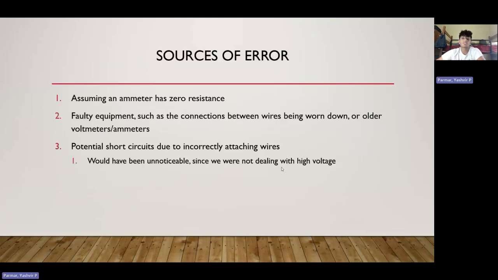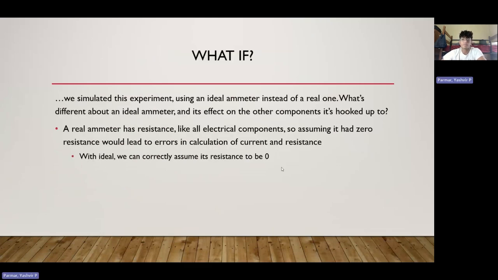Now for some analysis. The sources of error, for one thing, was assuming an ammeter has 0 resistance, because in the real world it does not. Two, faulty equipment, such as a connection between wires being worn down, or older voltmeters and ammeters that can't precisely track the values we're trying to find. Also, potential short circuits due to incorrectly attaching wires. Because we're not dealing with such high voltage, we're not going to see sparks, but there's a chance that there could be a short circuit, which could affect the effectiveness of the equipment.